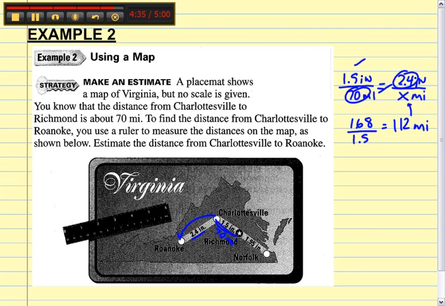Man, that was easy. Just set up a ratio, or a proportion, and then cross multiply and divide. Excellent job, guys. I think you're ready. Get started on your homework.